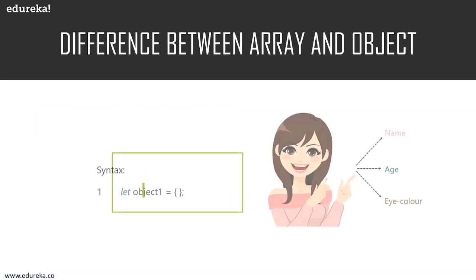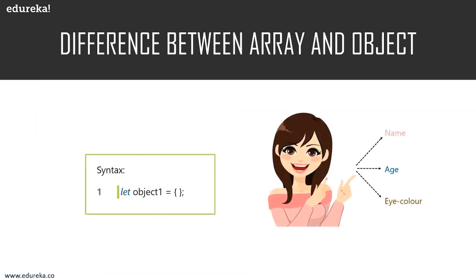And for an object, all you have to do is take the let keyword and define the name of your object, and inside the curly braces you have to define the parameters that you have taken for your object. For example, here you have a girl, and the girl is your object with parameters as name, age, and eye color. So all you have to do is put all these parameters inside your object.